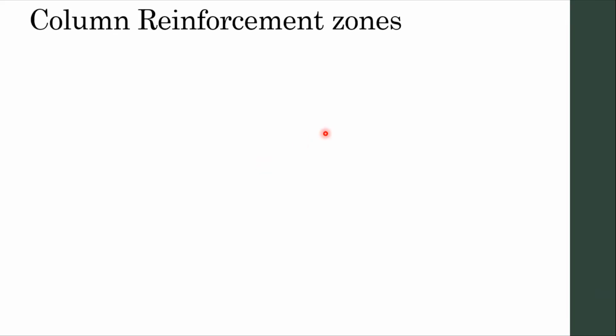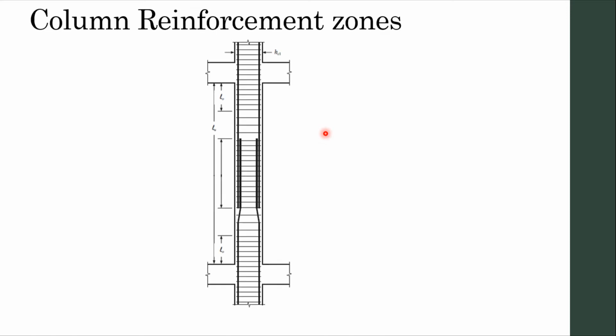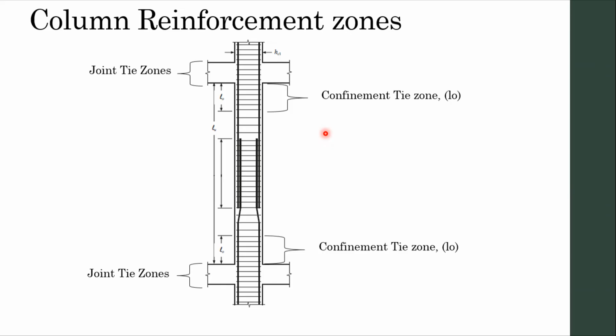So, pag-aralan natin yung mga column reinforcement zones. Yung mga lugar or yung mga zoning dun sa ating column. For example, this is our column. So, ang tawag dito sa reinforcement dun banda sa beam and column connection or beam column joint ay joint tie zones. And dito naman sa LO distance, dito yung confinement tie zone.